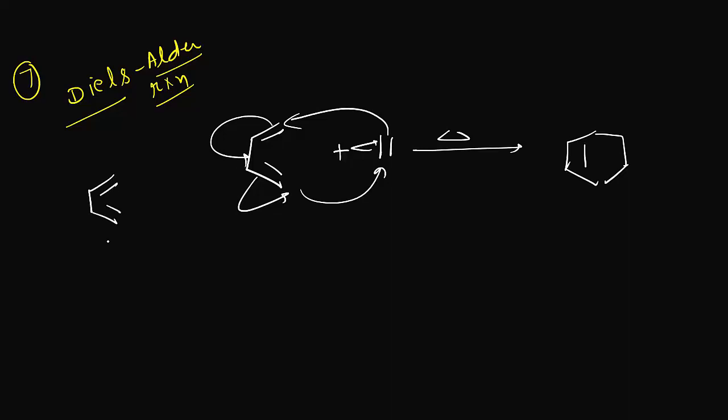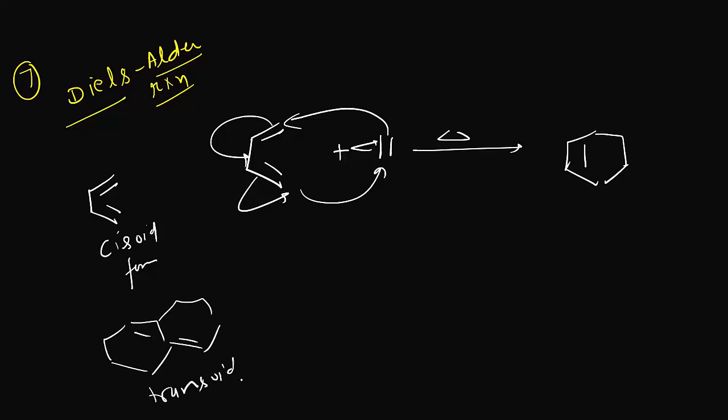The alkadiene must be in cisoid form. If it is in transoid form, the reaction won't take place. You all are aware of this? Yes, sir.